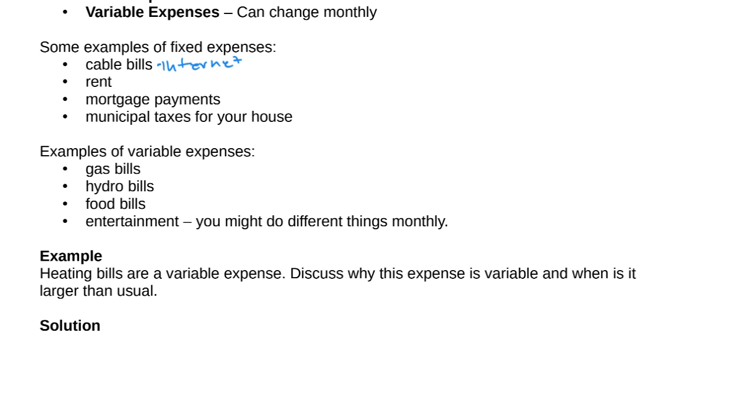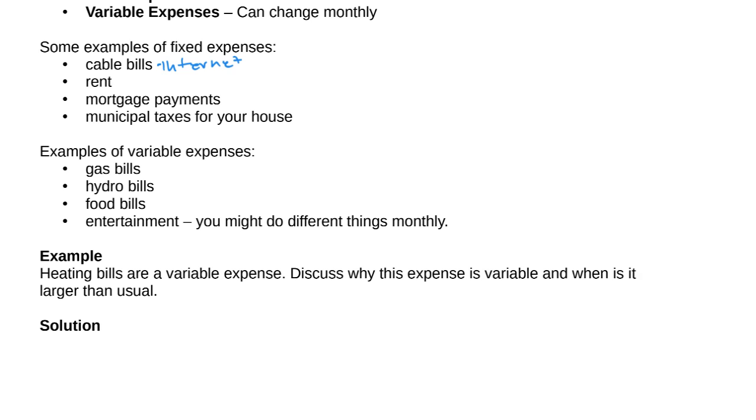Now, another example, remember we talked about variable expenses, right? So examples of variable expenses are the gas bill that you pay for your house, okay? Or maybe the gas for your car as you drive back and forth to work, right? Your hydro bills, right? Your food bills, right? Your entertainment. Maybe your entertainment changes from month to month, okay?